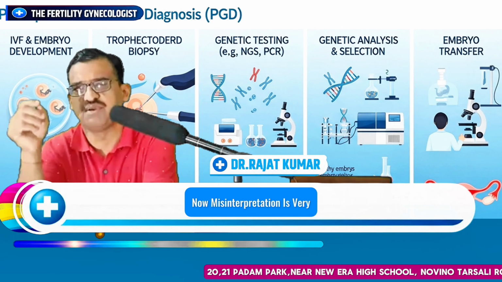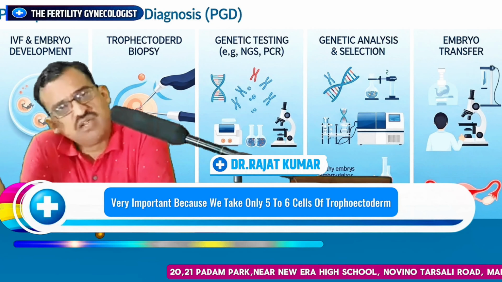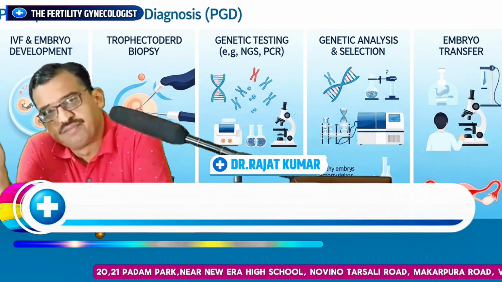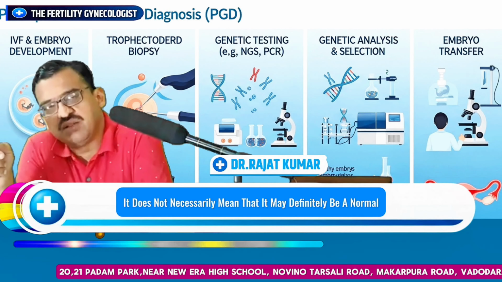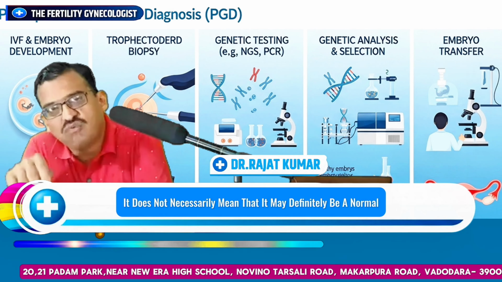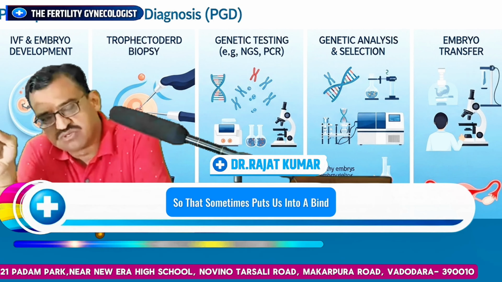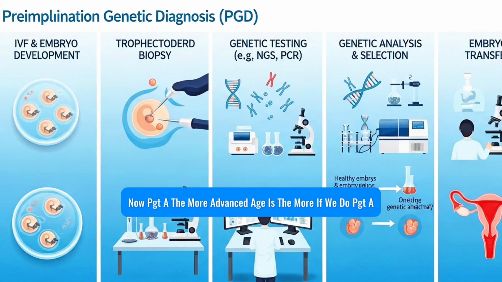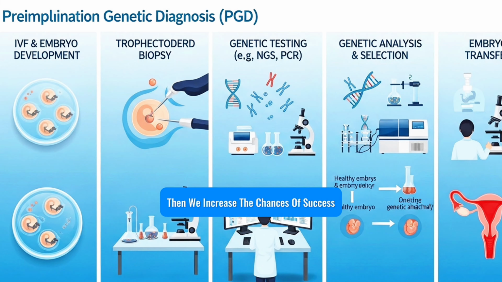Now, misinterpretation is very, very important. Because we take only 5 to 6 cells of trophectoderm, it does not necessarily mean that it is definitely normal or definitely abnormal. So that sometimes puts us into a bind. Now, with PGT-A, the more advanced the age is, the more we increase the chances of success if we do PGT-A. The percentage-wise chances of success I'll put into the description.